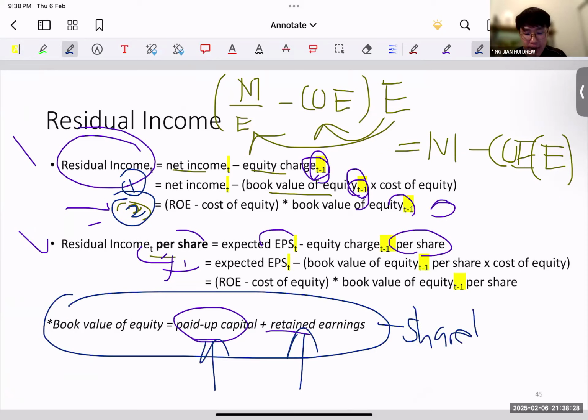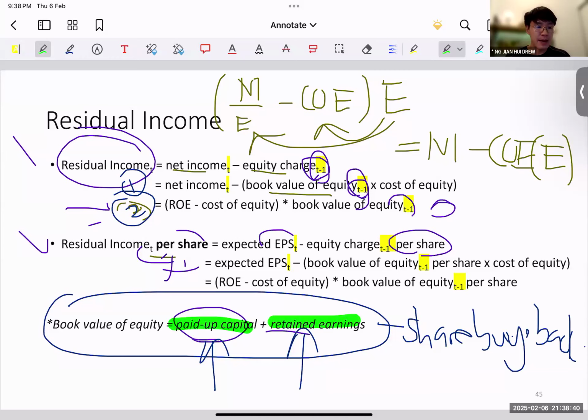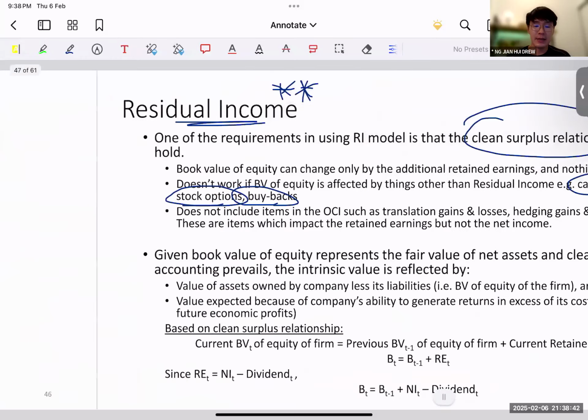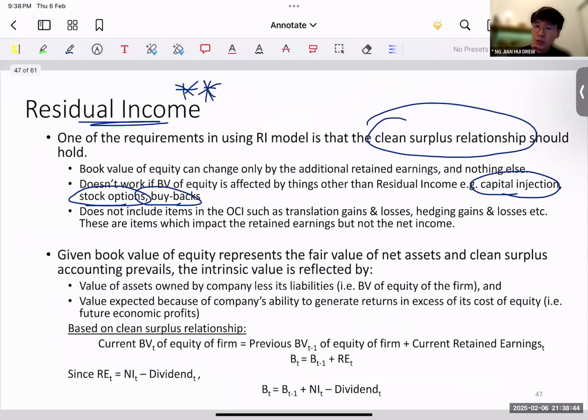There are no share buybacks or other things that will affect your book value of equity. It's only determined by A and B here: paid-up capital plus retained earnings. Okay? And number two, it does not include things that impact your OCI.